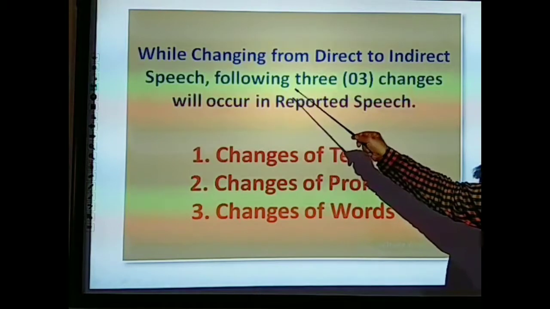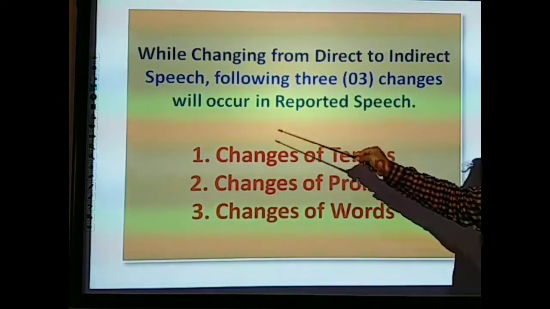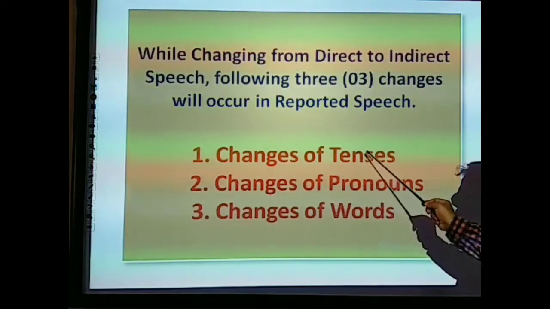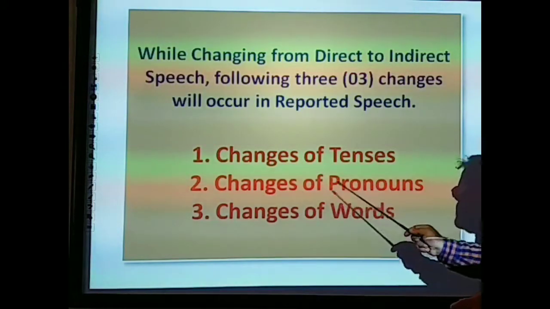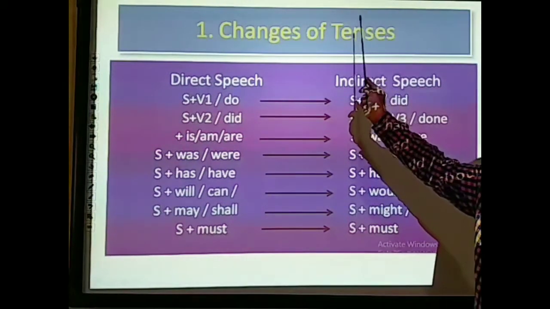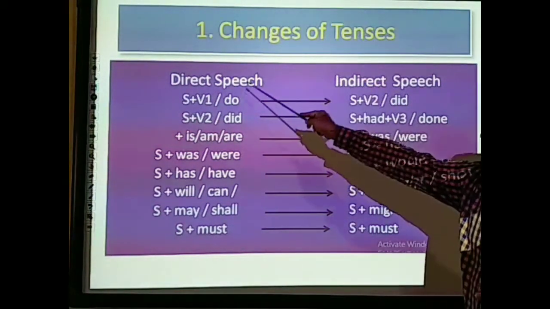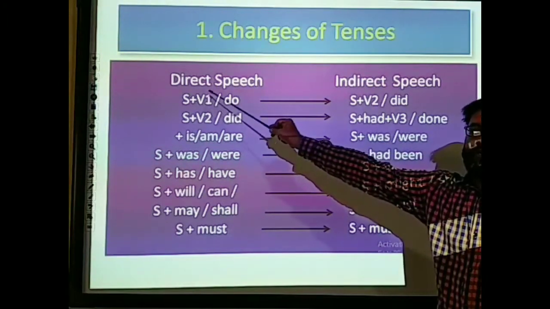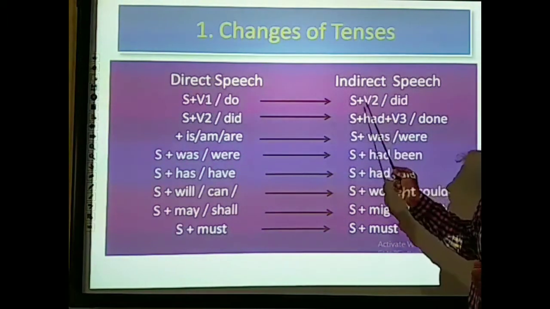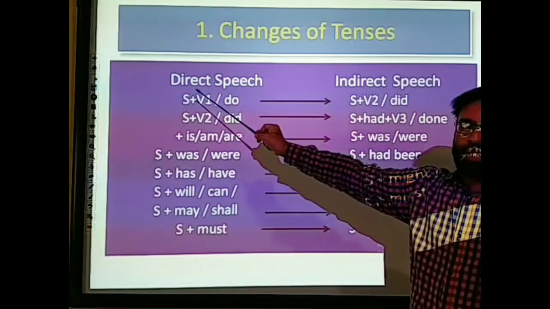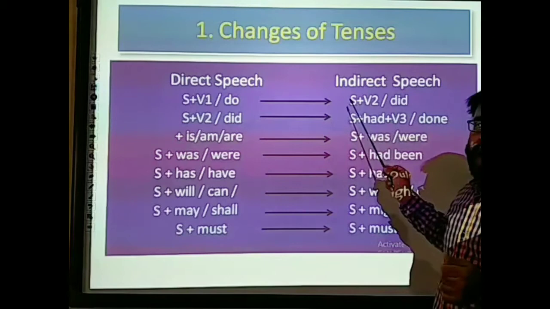These are the three changes that occur when we convert from direct to indirect speech: changes of tenses, changes of pronouns, and changes of words. The first one is changes of tenses. Converting from direct to indirect speech, simple present, subject plus first form, will change into simple past tense, subject plus second form. For example, "he eats" will be "he ate."